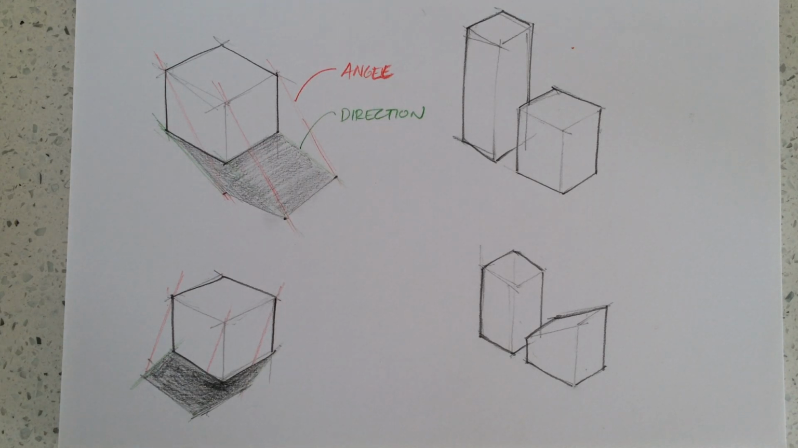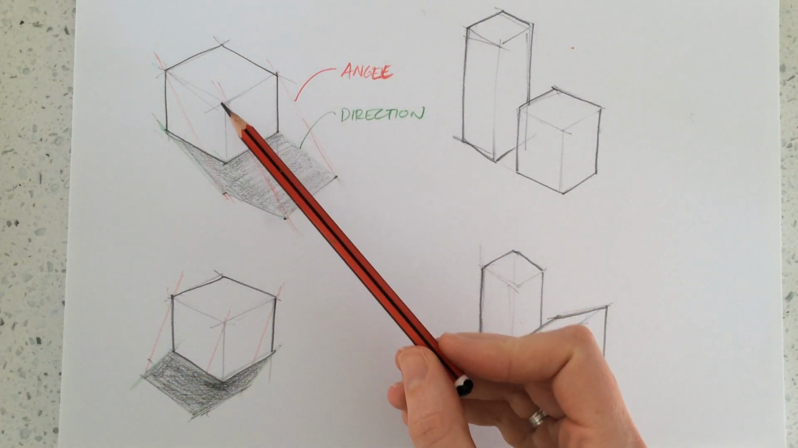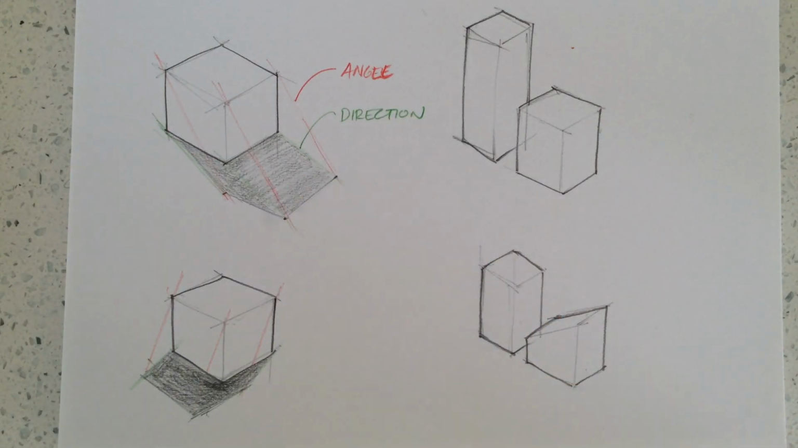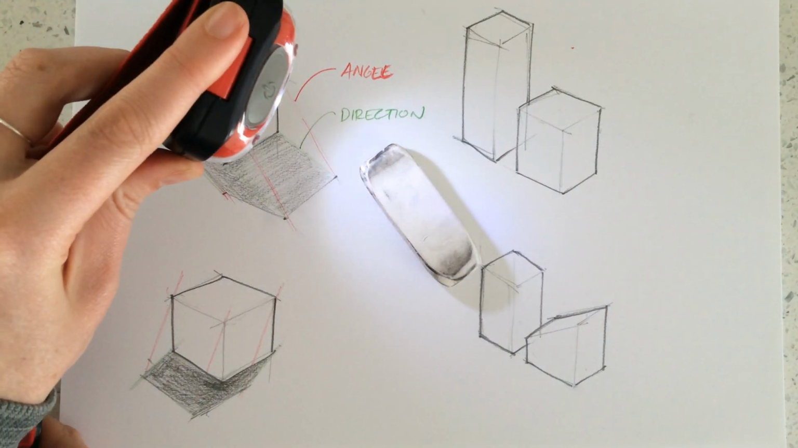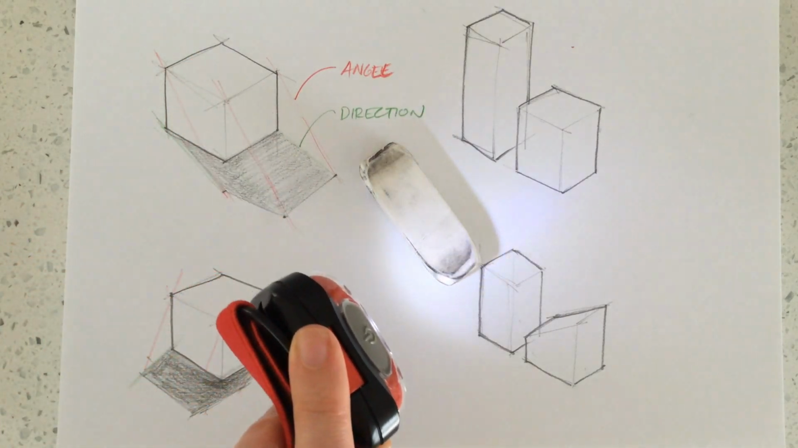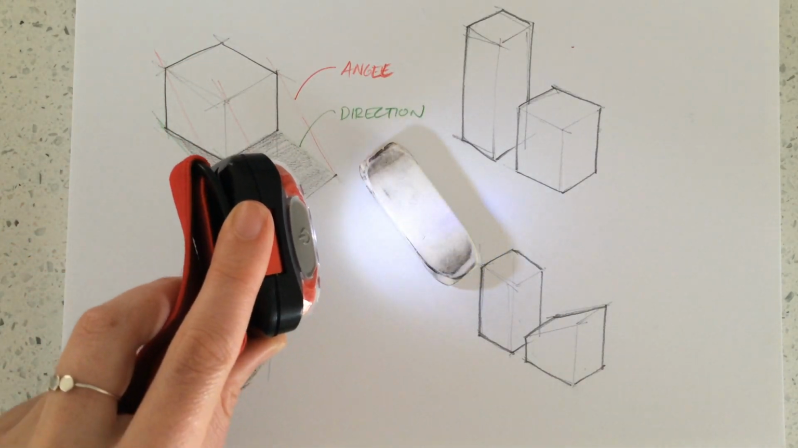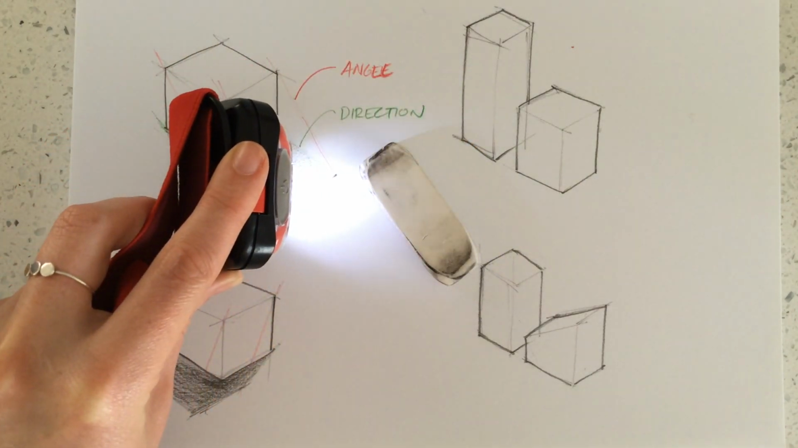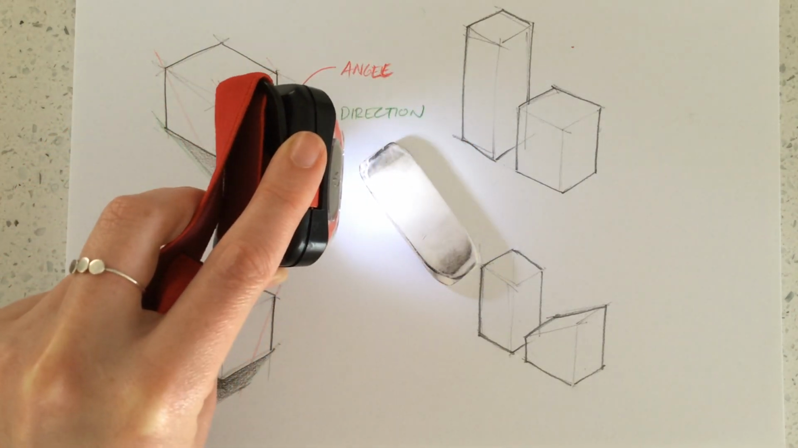This video is going to introduce you to the idea of setting out a shadow with the help of a method which establishes the light angle and the light direction. So I've got an eraser here, and if I turn a light on against it, you can see that the shadow changes its form depending on the direction, and it will change depending on the angle of the light.